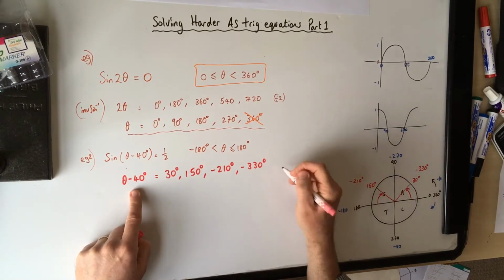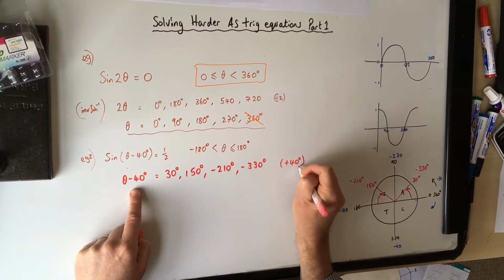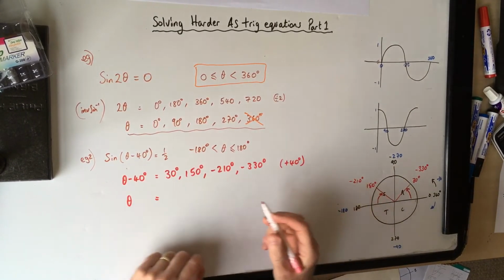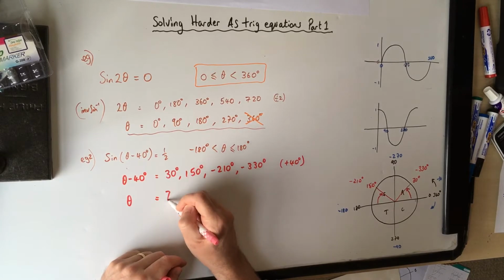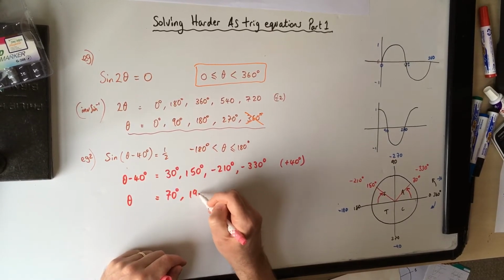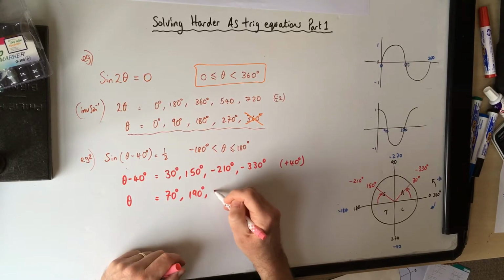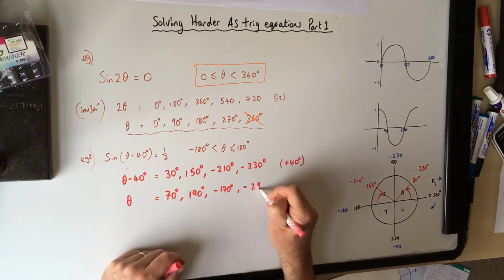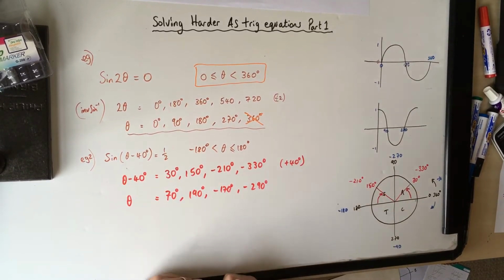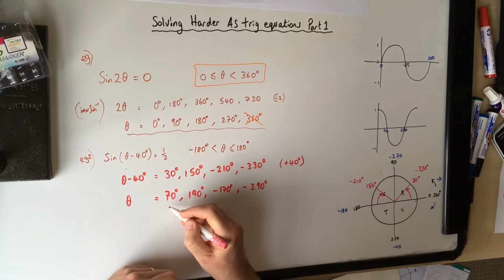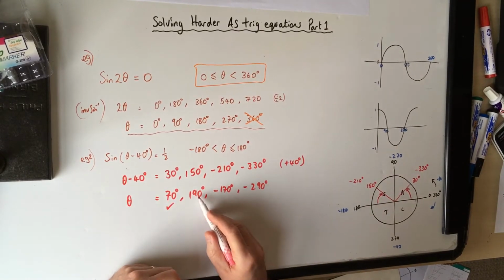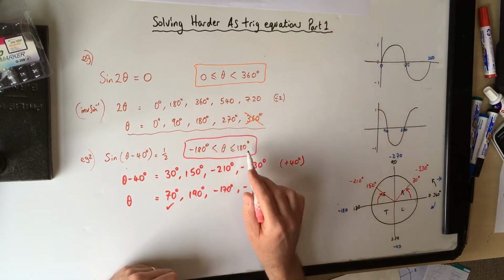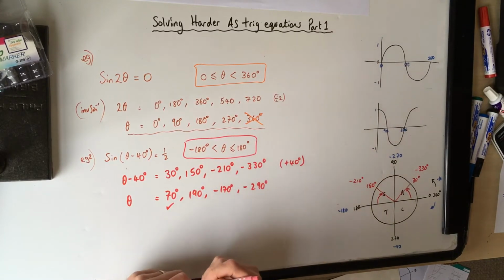But now look, now I've got to add the 40, so that's the last thing that I do to get my theta. So I add 40 to all of these, and I'm going to get 70 degrees, 190 degrees, minus 170 degrees, and minus 290 degrees. So now you can see that that one there has now fallen out of my range. There's my range, and we only want to go up, so we need to cross that one out.